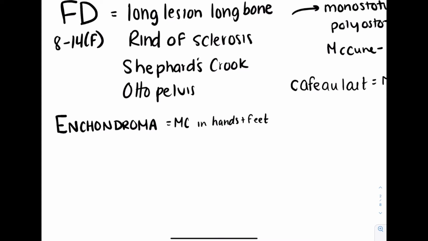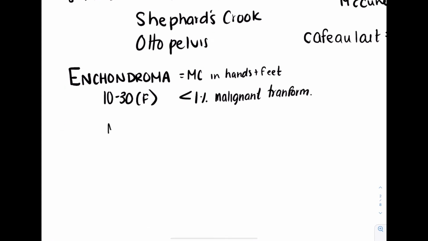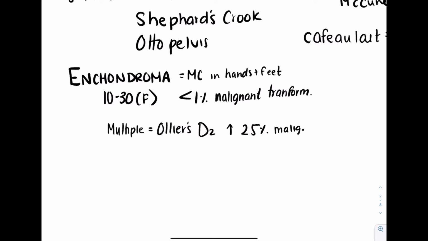It is painless, 10 to 30, but we keep it forever. So that's an important thing. It has less than 1% chance of malignant transformation. If it does go through malignant transformation, remember that it goes to a chondrosarc. But less than 1%, not a big deal. If I have multiple enchondromas, we call it Ollier's disease. Ollier's disease has an increase of malignant transformation. We have a 25% chance of malignant transformation.